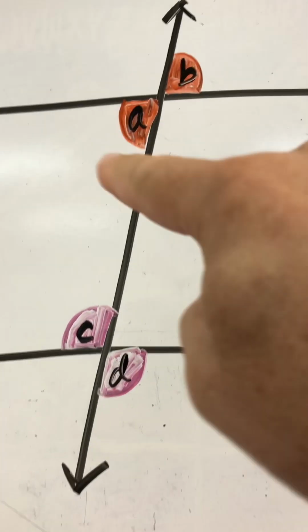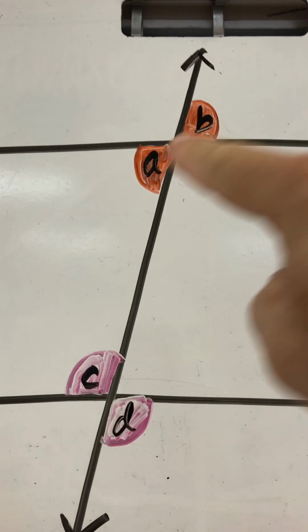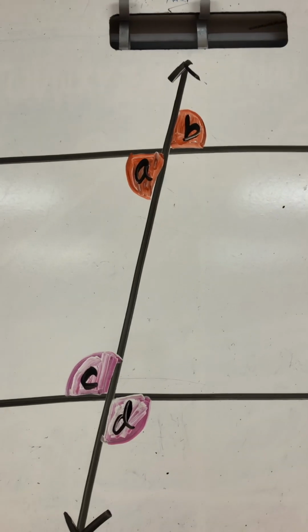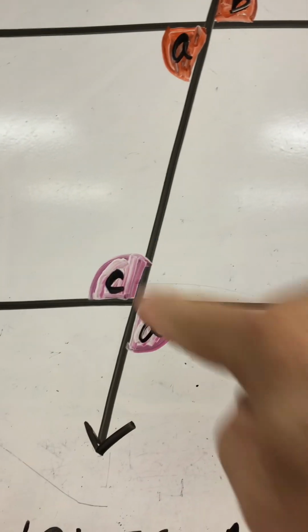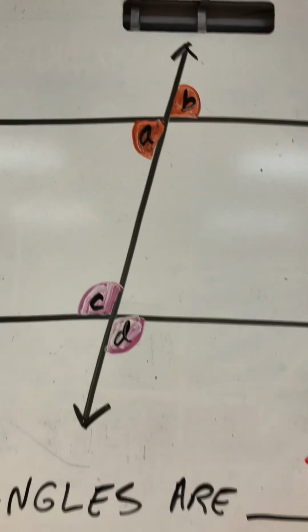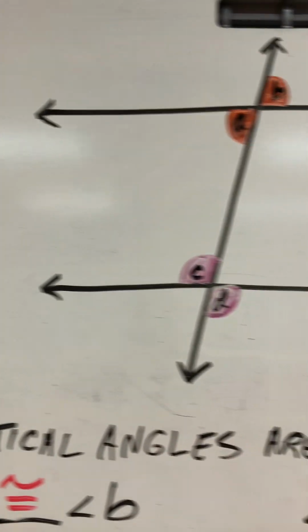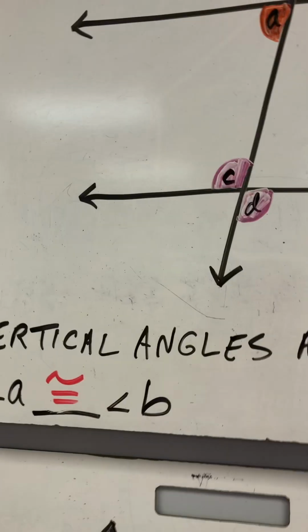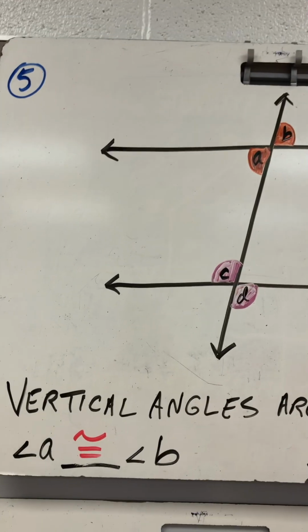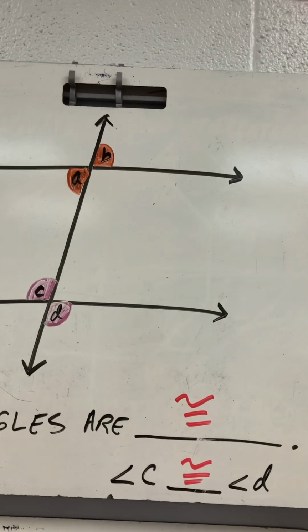Angle A and angle B are called vertical angles. Vertical angles are equal. Angle C and angle D are called vertical angles. Vertical angles are congruent. Angle A is congruent to angle B. Angle C is congruent to angle D.